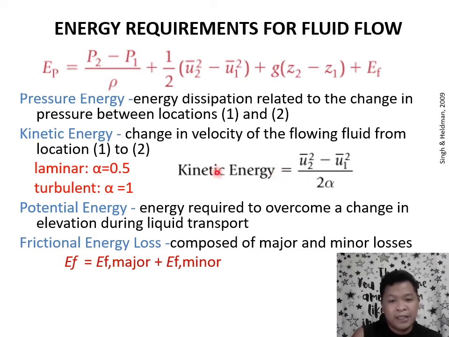And then that depends actually, may alpha factor siya kung laminar or turbulent. So, pag laminar, ito lang yung equation mo kasi 2 alpha when alpha is 0.5 is 1. But when turbulent siya, may over 2 ka na factor dito. Okay. Potential energy, so overcoming change in height, and frictional losses are a combination of major and minor losses. So, mamaya i-break down natin yung EF, major EF, minor.